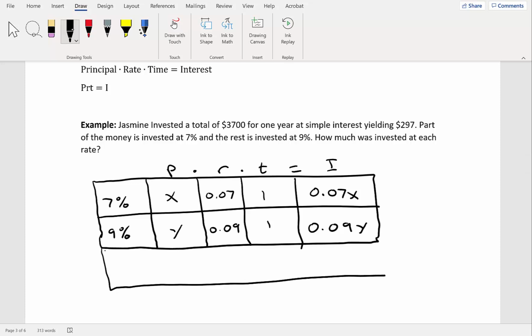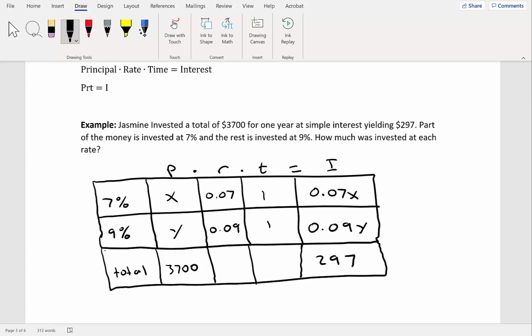Let's create our third row for the total amount. Now for the total amount, we're not given a specific interest rate, so I'm just going to put the total here. Now the principal, this is the total amount of money that was invested, which was $3,700. And then the total amount of interest collected was $297.